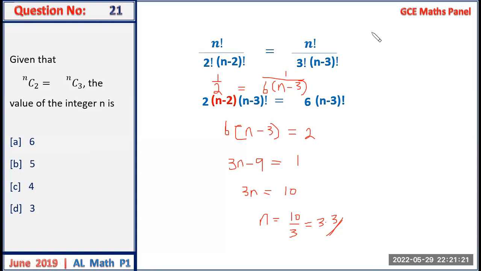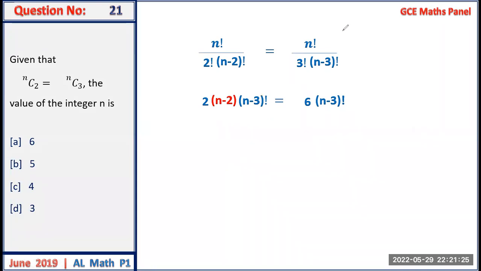Okay, I see where I have made an error here. Exactly. Yeah, the fault is coming from me. Okay, at this point, n minus 2 factorial can be written as n minus 2 into n minus 3 factorial. This is what I left out.